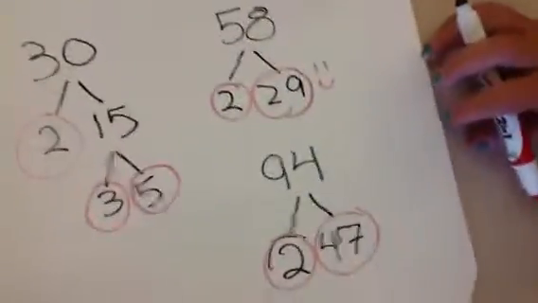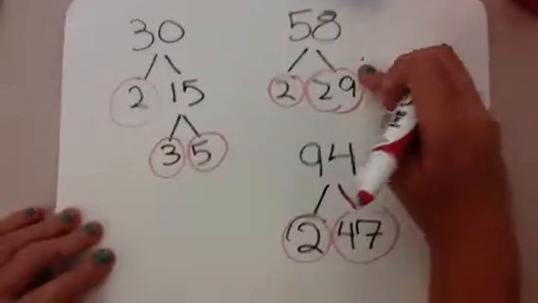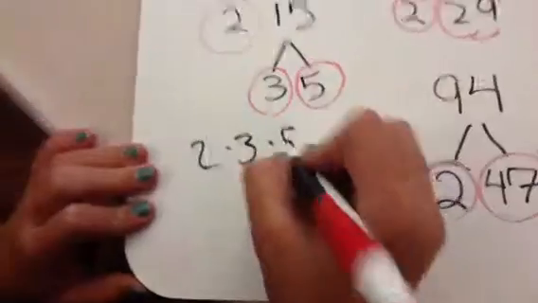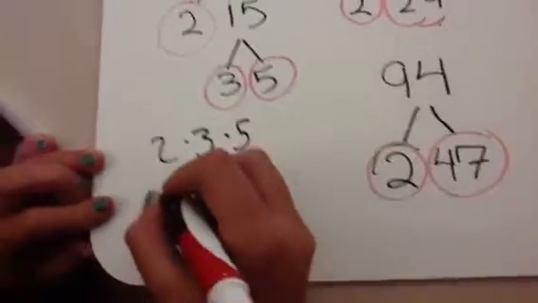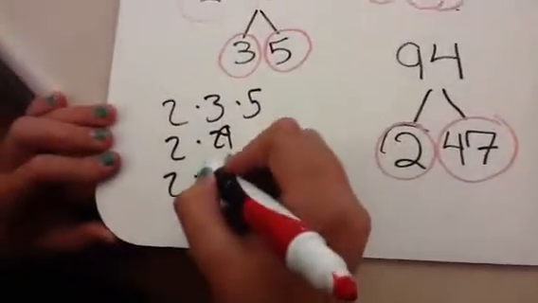And now I will start doing it. So, what do you say is that? Well, I say that you have to line all of these up. So you have all of these right there. And you go 2 times 3 times 5. And then you line this up right here. So then you go 2 times 29. And then you have a 2 and then a 47. So you go 2 times 47.